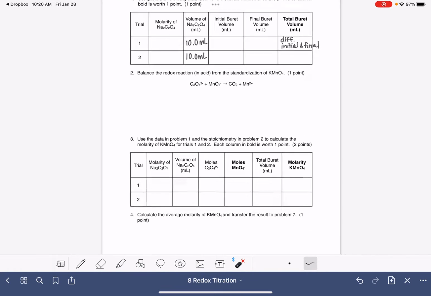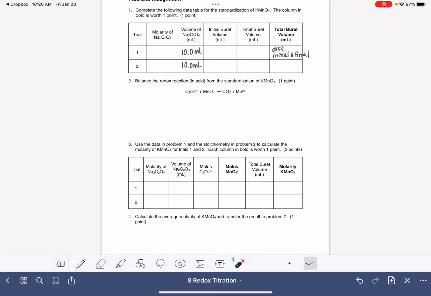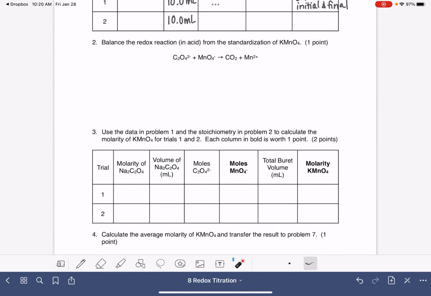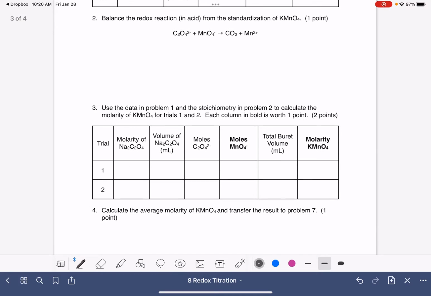Then in problem number 2, you are going to copy the molarity of the Na2C2O4 solution. You'll copy it right there. You'll also copy the volume of the Na2C2O4 solution in this spot, and you'll use the molarity and the volume to calculate the moles of C2O4 2-. Remember that the molarity is always going to be the moles divided by the volume in liters.